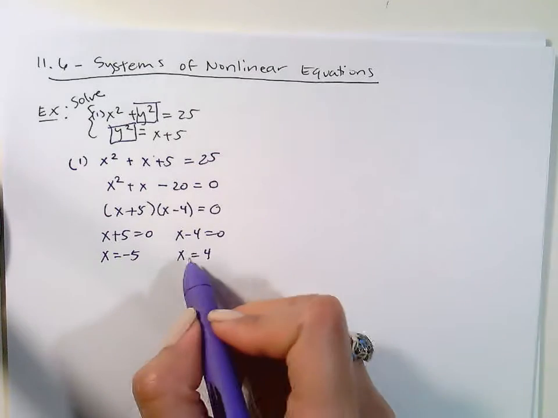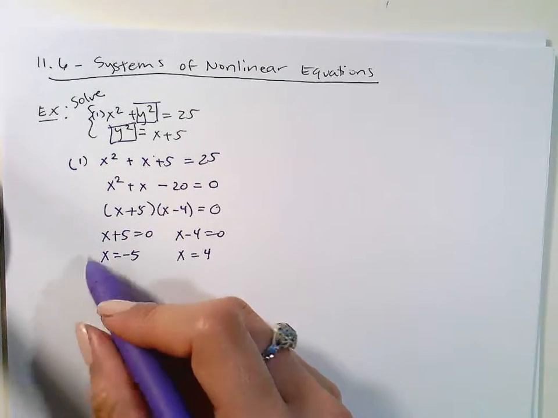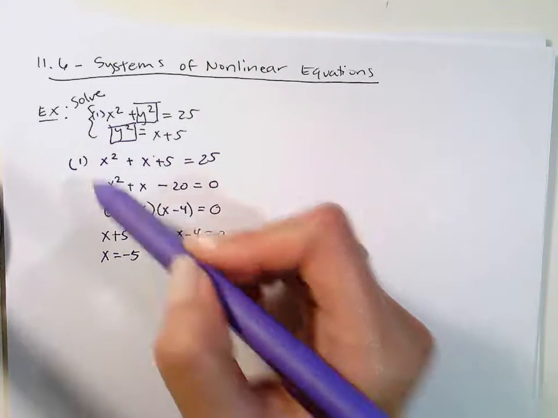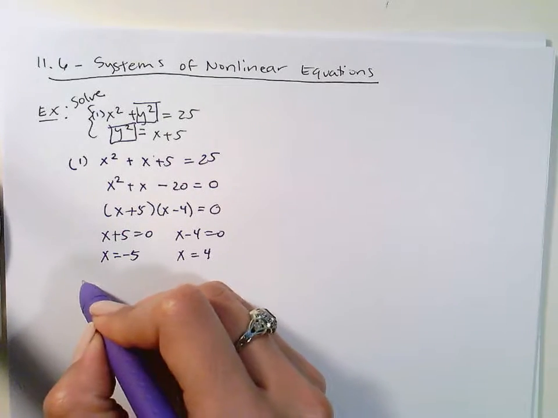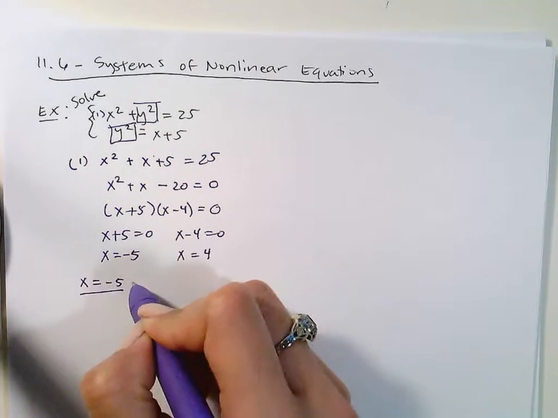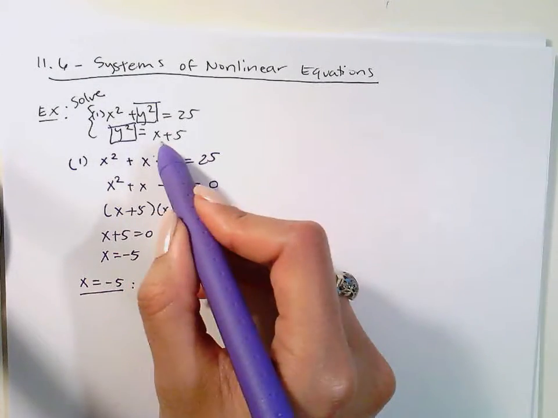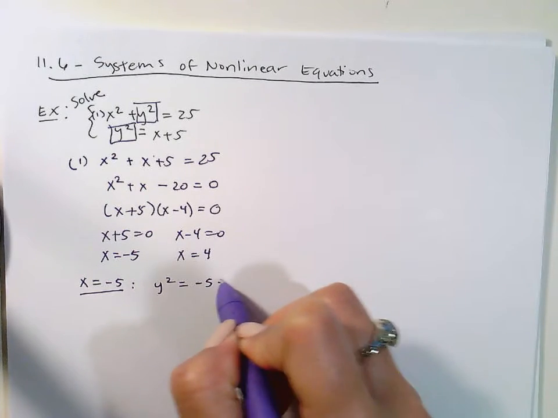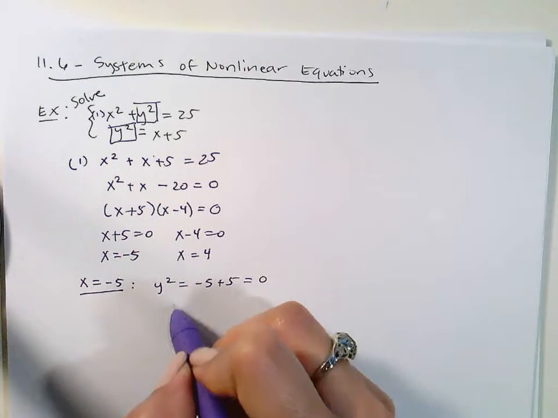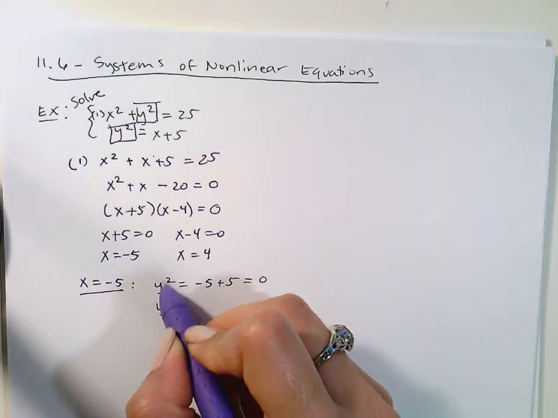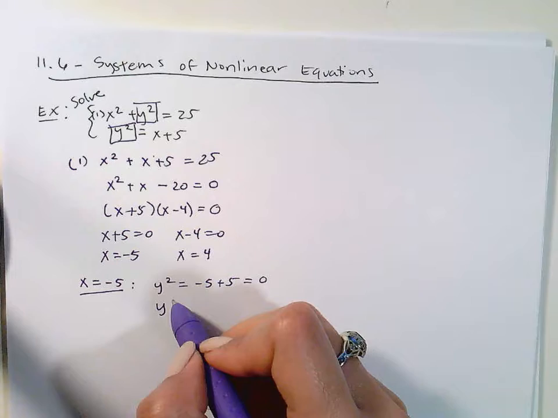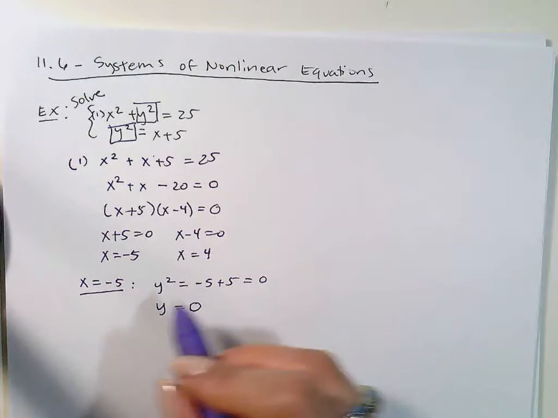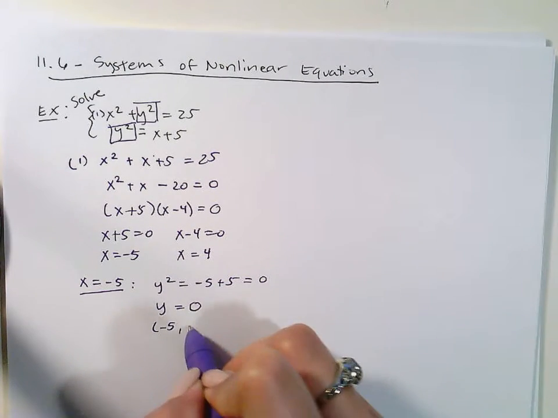So let's go ahead and find the y values for each of these. To find the y values, you can use either the first equation or the second equation. So let me find the y for x equal to negative 5. I'm going to use the second equation. y squared equals x plus 5. So that's negative 5 plus 5, and this gives me back a 0. So that means that y is equal to plus or minus the square root, because I have a square, and to get rid of it you take the plus or minus square root. So plus or minus the square root of 0 is equal to 0. That means that when x is equal to negative 5, y is equal to 0.